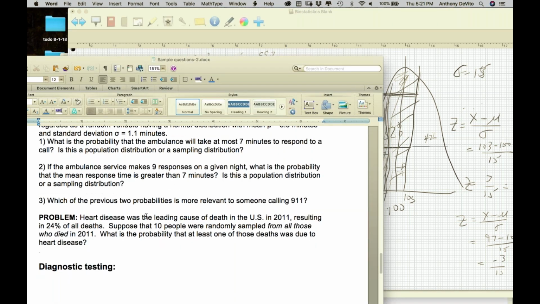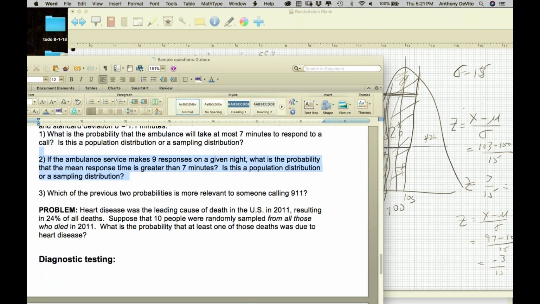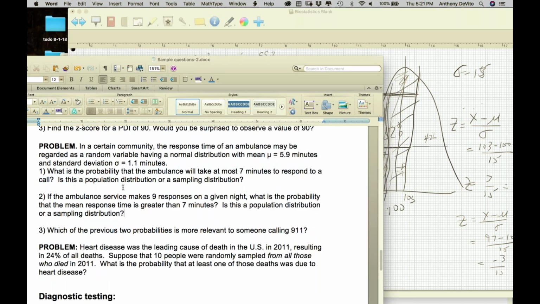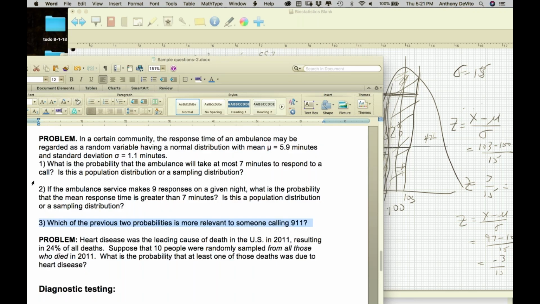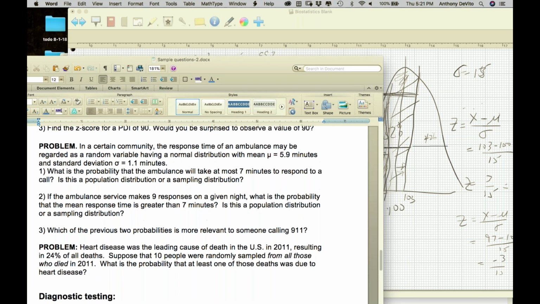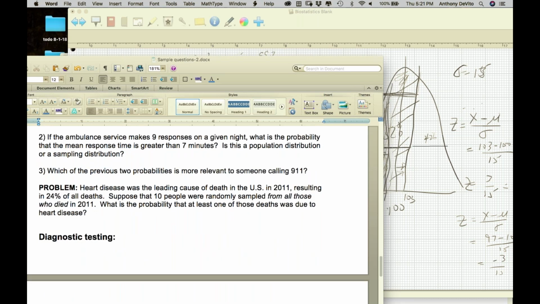Okay, community response time. This one's a little funky. It involves the Poisson distribution. I wouldn't worry about this problem for your exam. Let me skip that one.